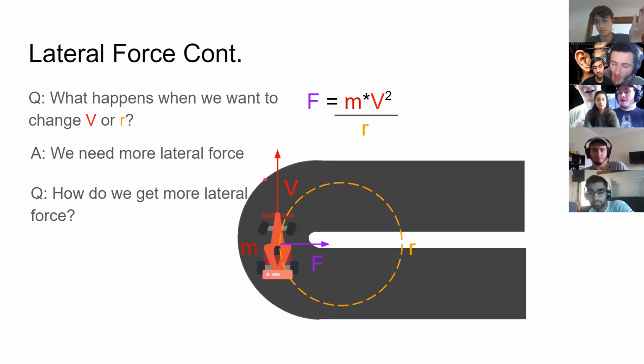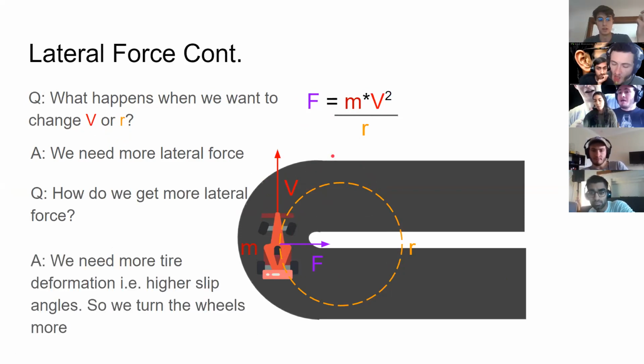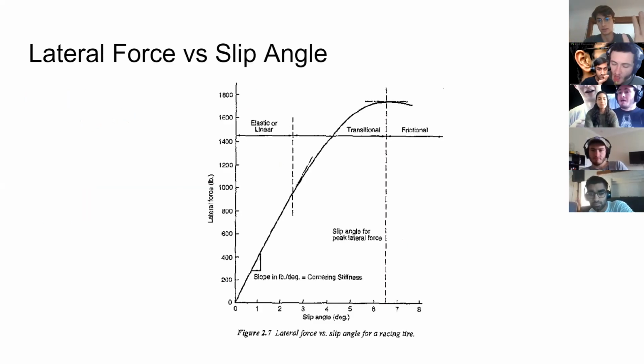So that might bring up another question in your mind, which is, how do we get more lateral force? As we determined, we need higher tire deformation. That is, we need a higher slip angle, because the higher the deformation is, the more lateral force we're going to get. And that is captured in this graph. This is a very key graph for tires, which is a lateral force versus slip angle plot.